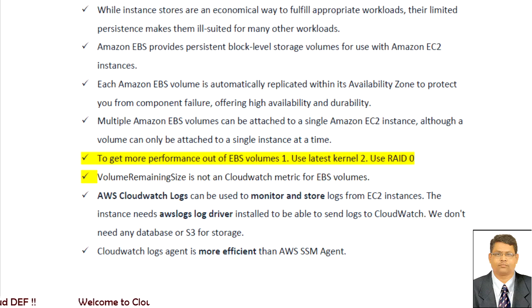To get more performance out of EBS volumes: 1. Use the latest kernel. 2. Use RAID 0. Volume remaining size is not in the CloudWatch metrics for EBS volumes.